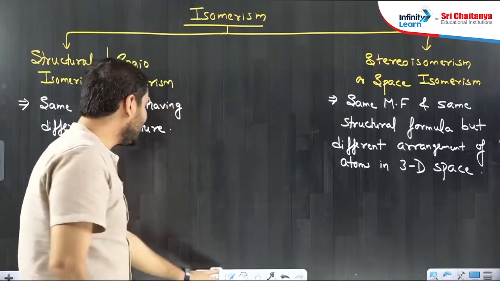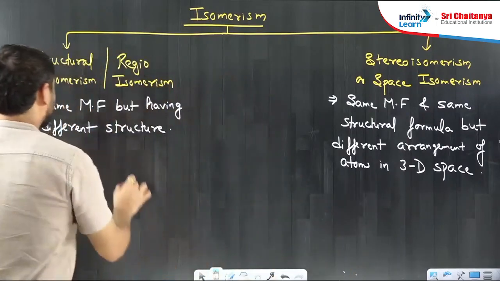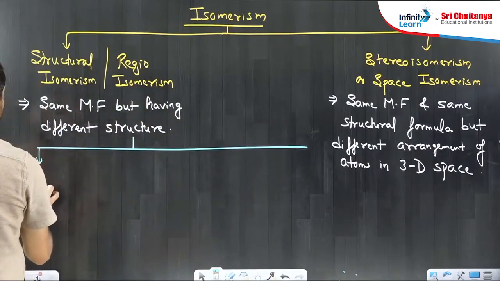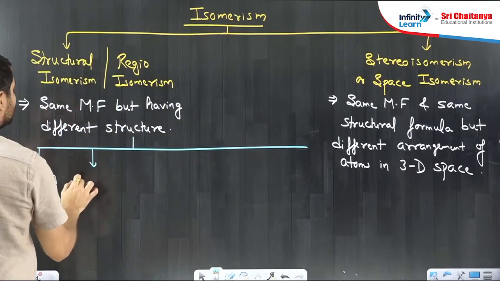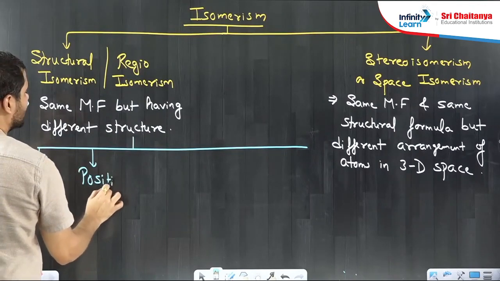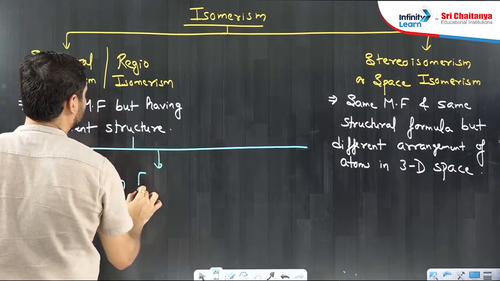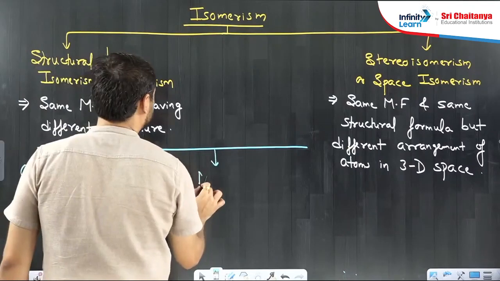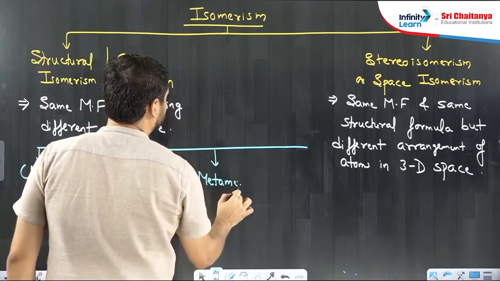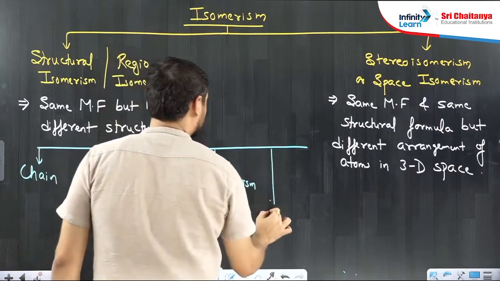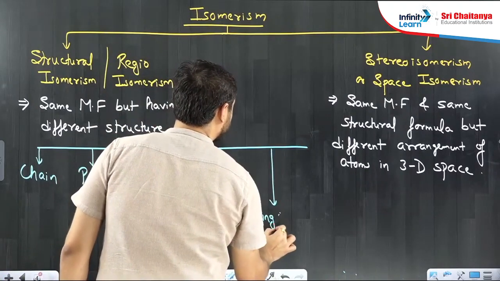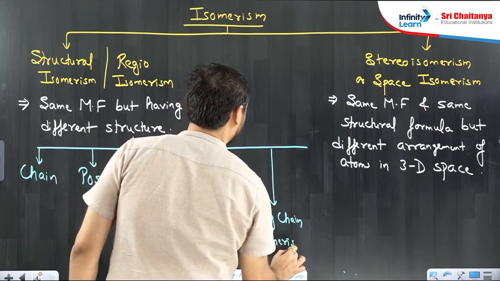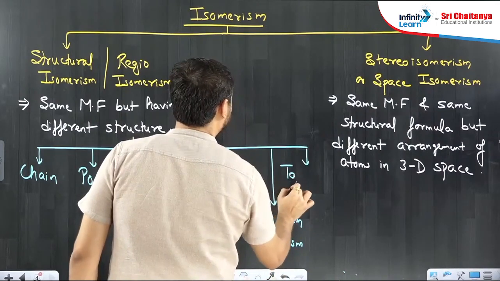Now, there are different types of structural isomers. So how many types of structural isomerism do we have to study? First one is chain isomerism. Next is position isomerism, functional isomerism. Next is metamerism. Next one is ring chain isomerism. And last is tautomerism.